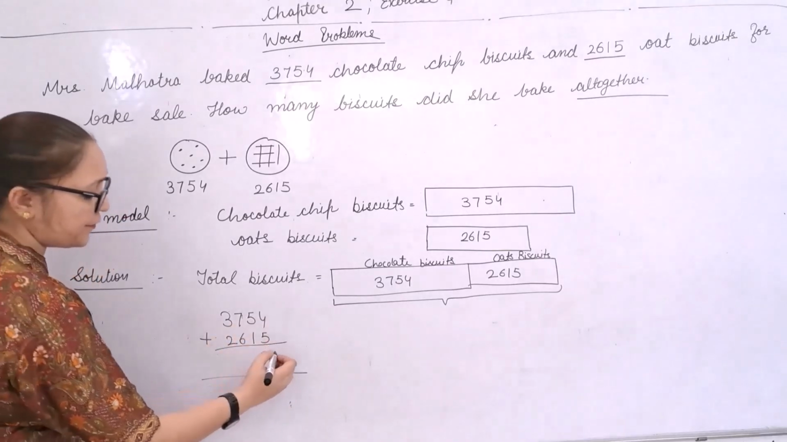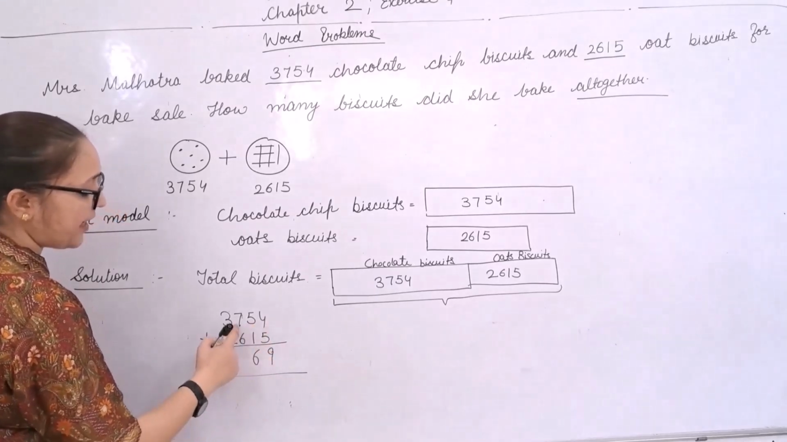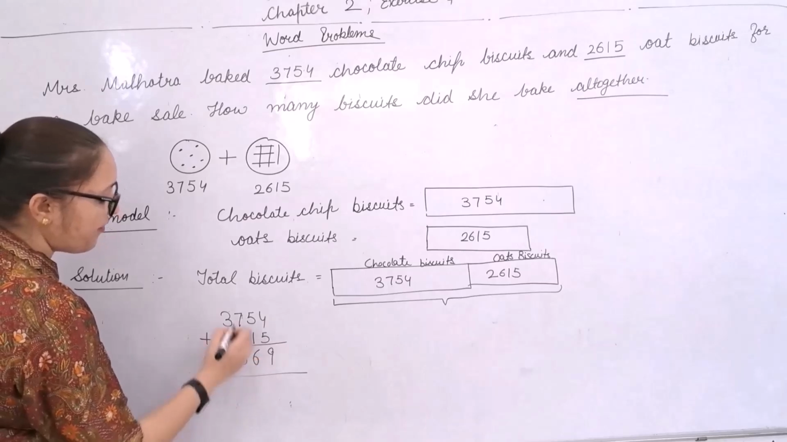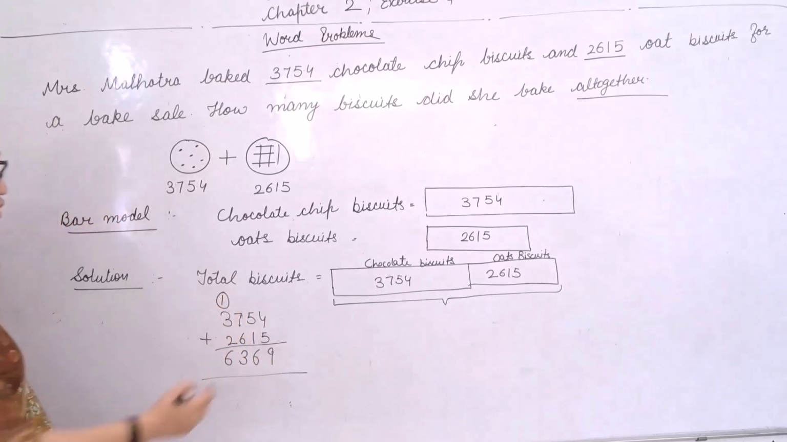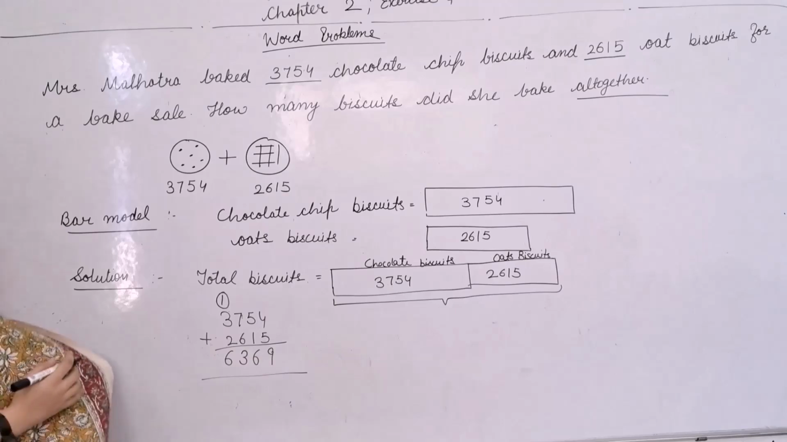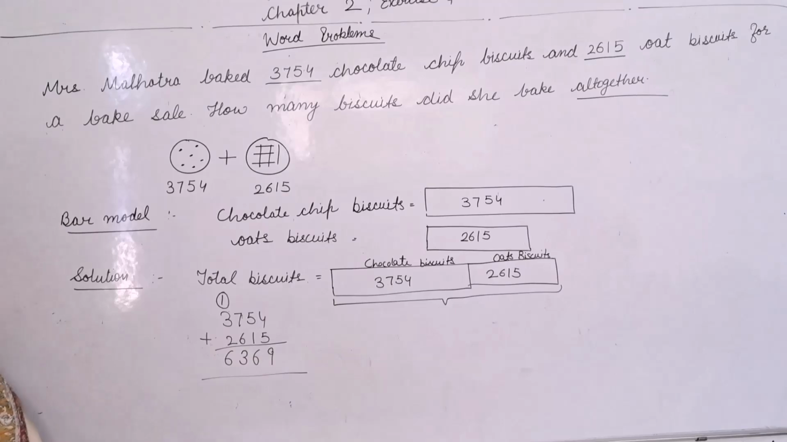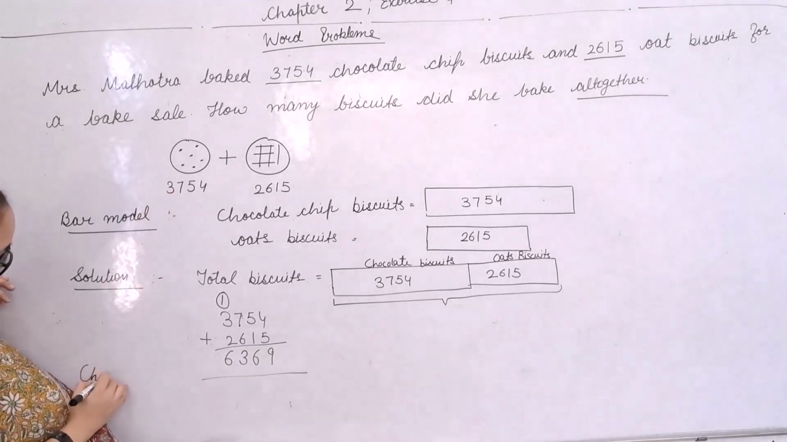4 plus 5? 9. 5 plus 1? 6. 7 plus 6? 13. Very nice. 1 will be carried over. 3 plus 2 plus 1? 6. Yes, very nice. So how many total biscuits has she baked? 6,369. Okay.